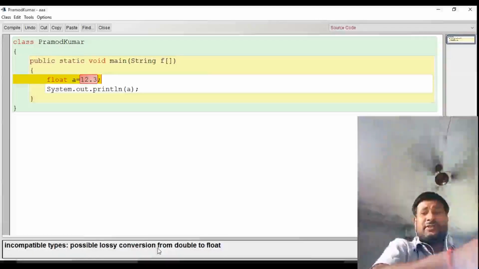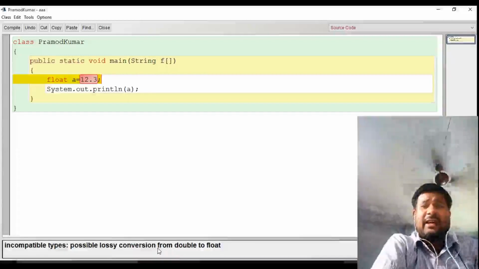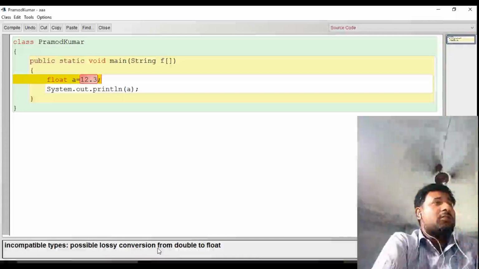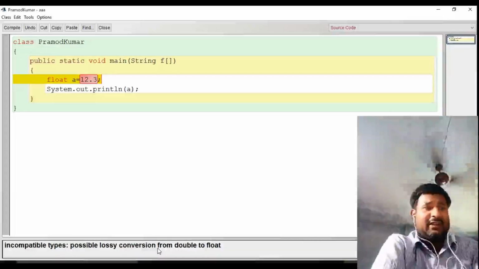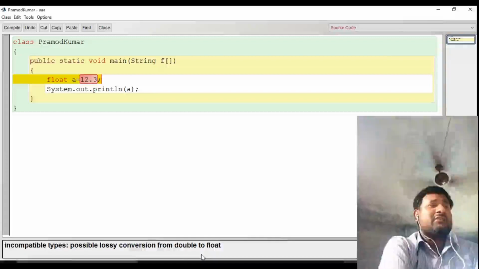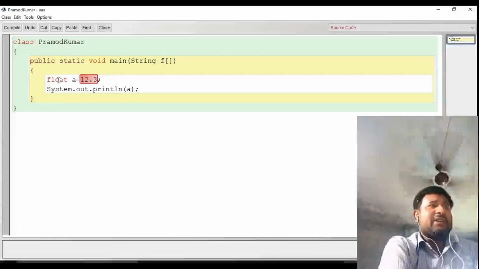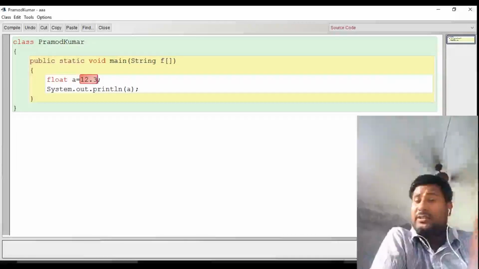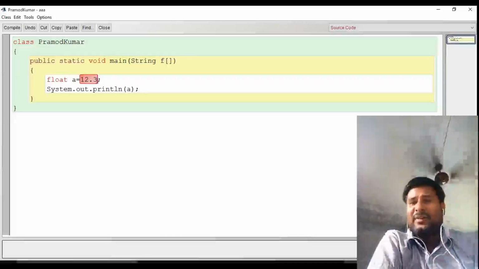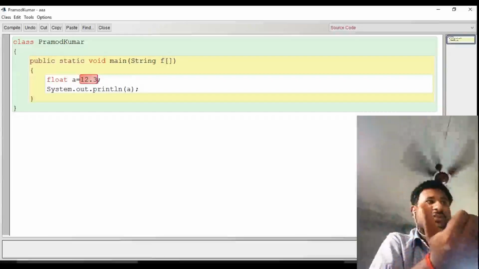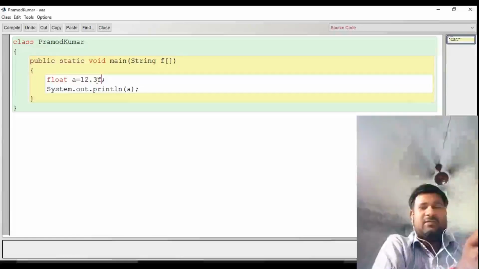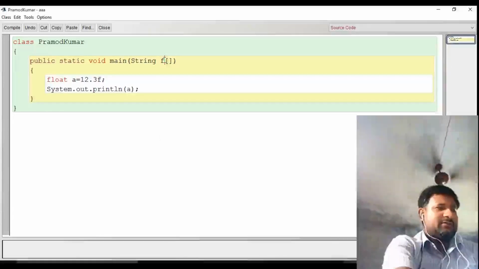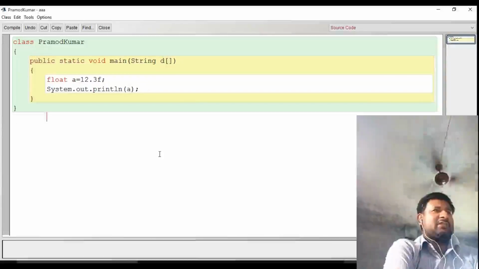Students cannot understand why this error is happening. They are not understanding: I have written float equal to 12.3, so why is it giving an error? Because this is a lossy conversion. You have declared float, but Java understands 12.3 as a double, because double has the higher precision. Just write f here. If you write f, then what happens?